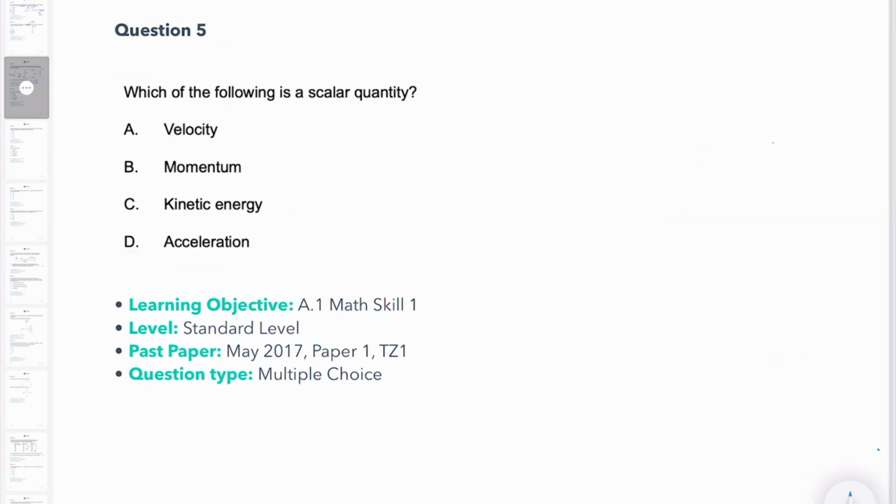Question 5. Which of the following is a scalar quantity? Well, velocity is not, momentum is not, acceleration is not, but kinetic energy is. Energy is a scalar quantity. You just have to learn these quantities, folks. You've got to learn which is a scalar and which is a vector. Boring, but that's the way to do it.